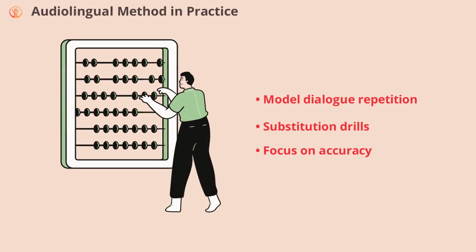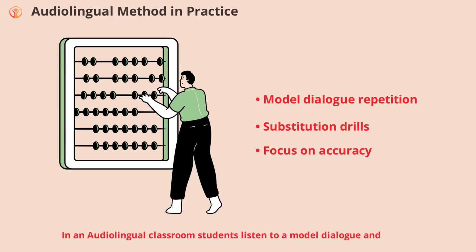In an audiolingual classroom, students listen to a model dialogue and repeat it multiple times until it becomes automatic. They engage in substitution drills, where one word is changed and the new sentence is repeated. The focus is on accuracy and habit formation, with little emphasis on creative language use. While this method can quickly build basic speaking and listening skills, it may not prepare students for spontaneous real-world communication.